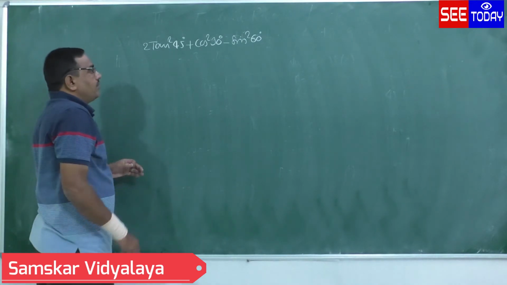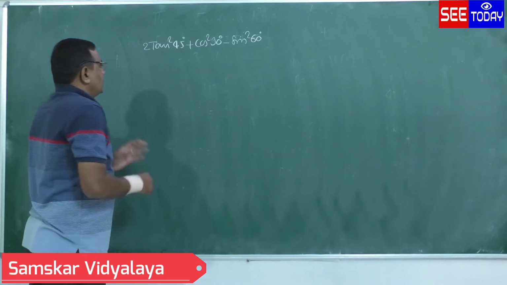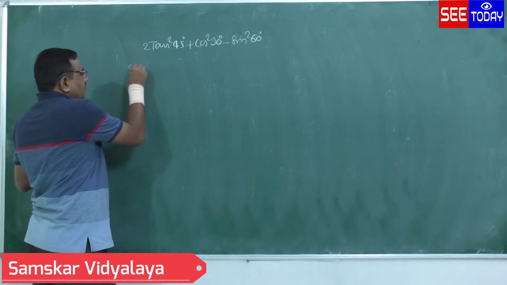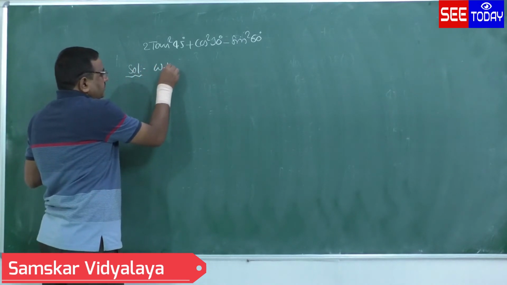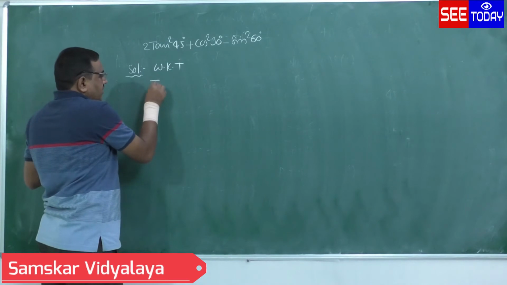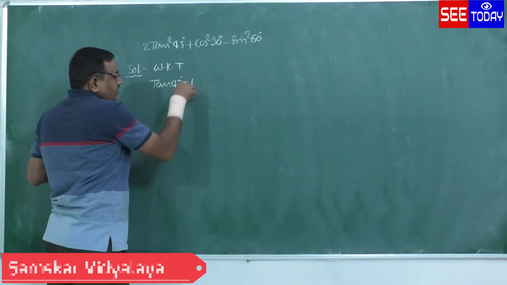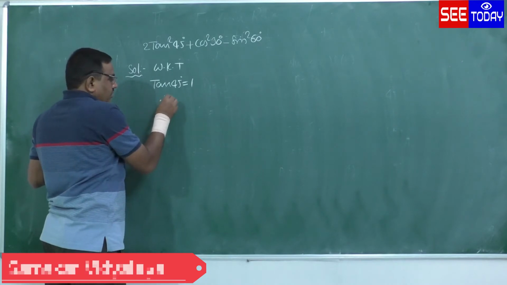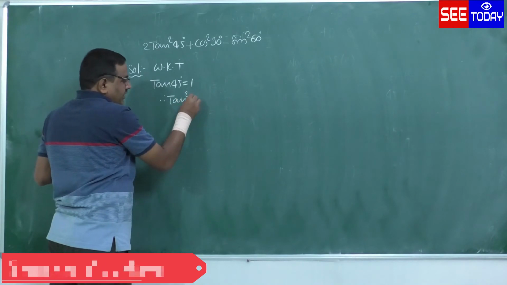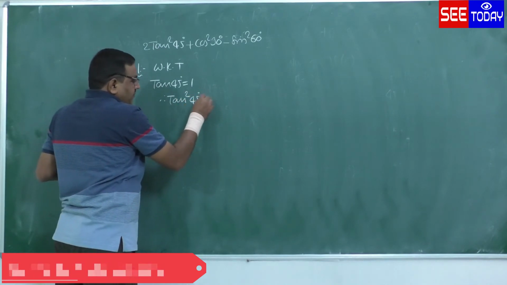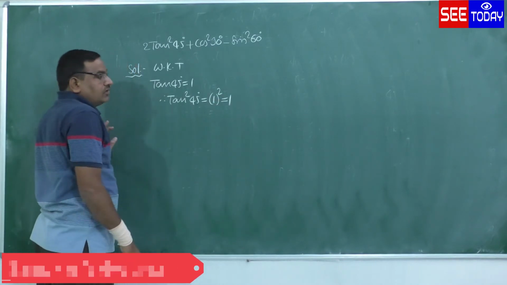How do you do it better? Don't substitute directly. First you can write the solution. We know that, what is the value of tan 45? Tan 45 is equal to 1. Therefore, tan square 45. Why? Because the square is given. Tan square 45 is equal to 1 whole square, which is equal to 1.